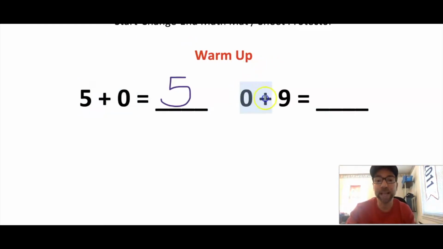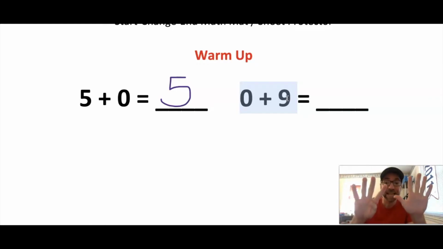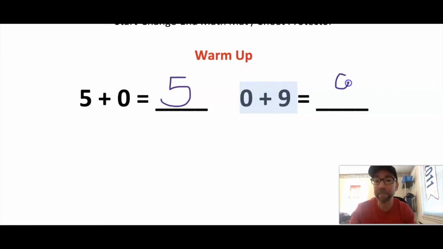How about our next one? Our next one says 0 plus 9. What would be the answer to 0 plus 9? Let me see those fingers. 0 plus 9 equals 9. Now you might remember the little rule that we have in math. When we add 0 to any number, it's always the other number. So that is pretty easy if you know the rule of adding 0.